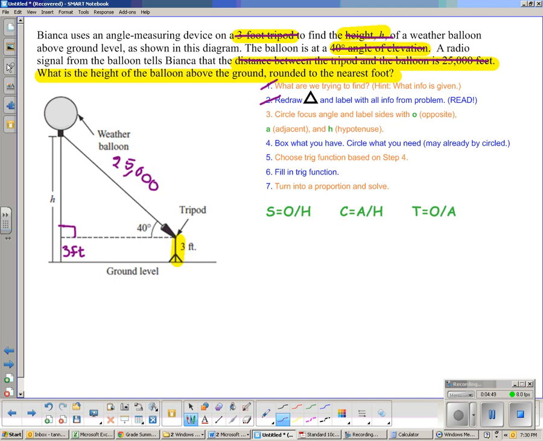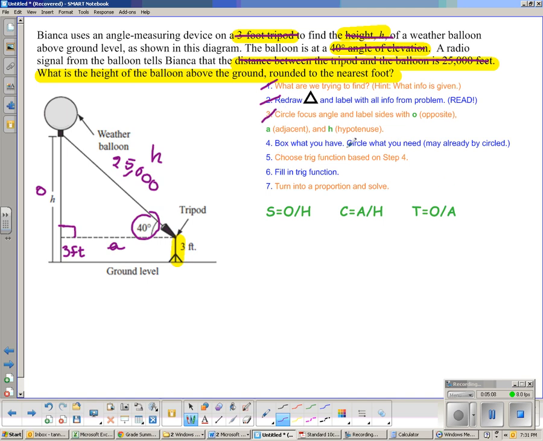This is a right triangle, and we have an angle and a side. We're trying to find another side, so that is the indication that we are going to use trigonometry. So I'm going to circle the focus angle and label opposite, hypotenuse, and adjacent. Step 3 is done.